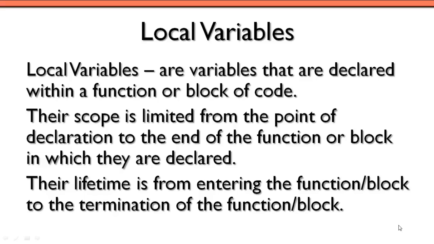Local variables are simply variables that are declared within some particular function or block of code. When we talk about a block of code, that could be a looping structure, a condition structure, anything like that. In terms of where they can be referenced, it's from the point in which they were declared to the very end of that particular function or block. And their lifetime or duration is from the point of entering that particular function or block until the termination of the function or block.